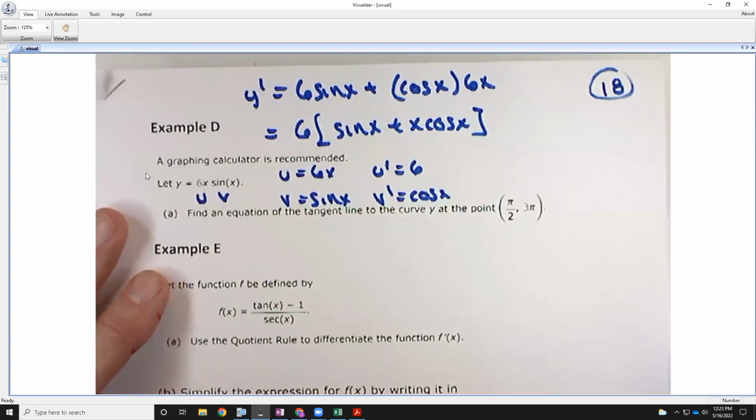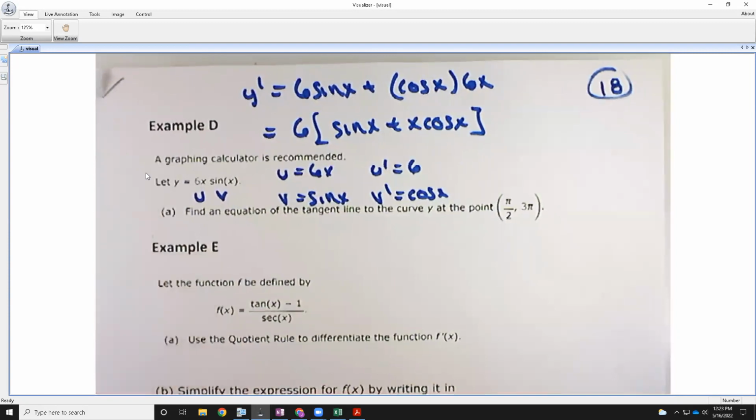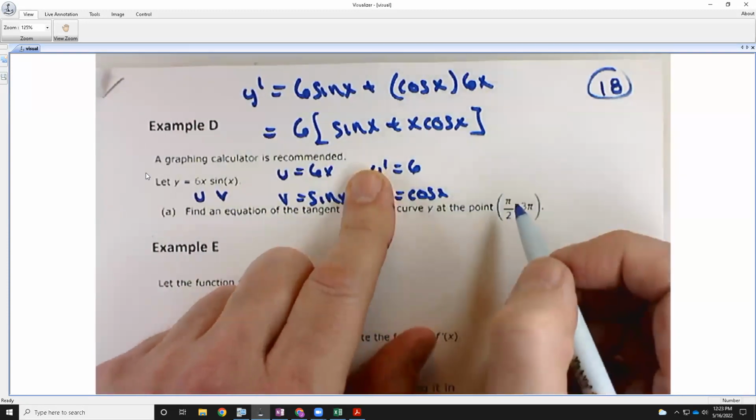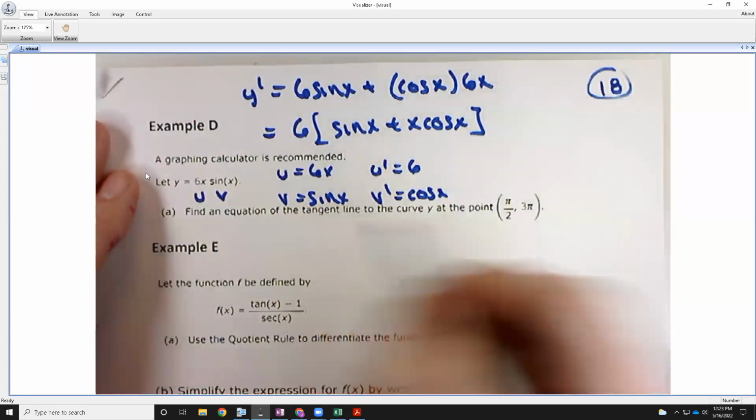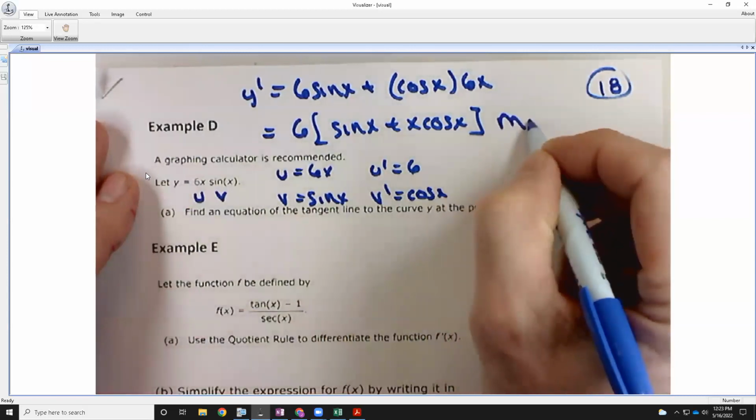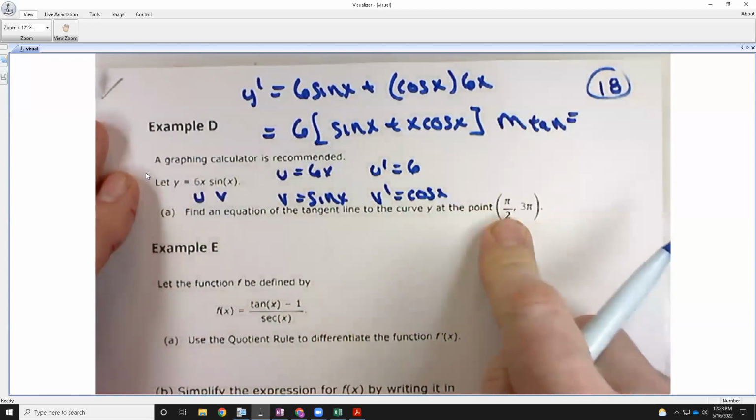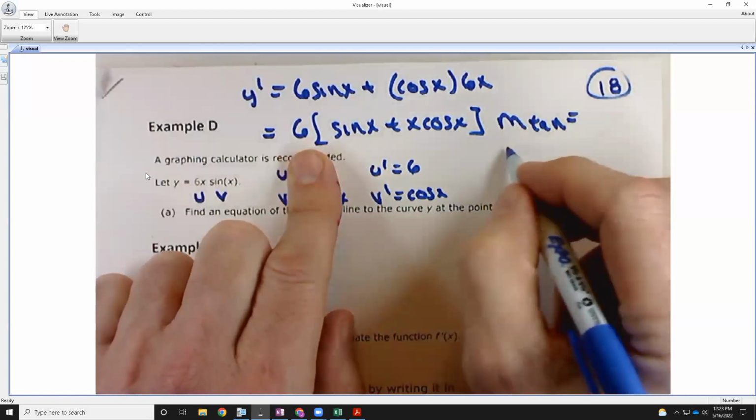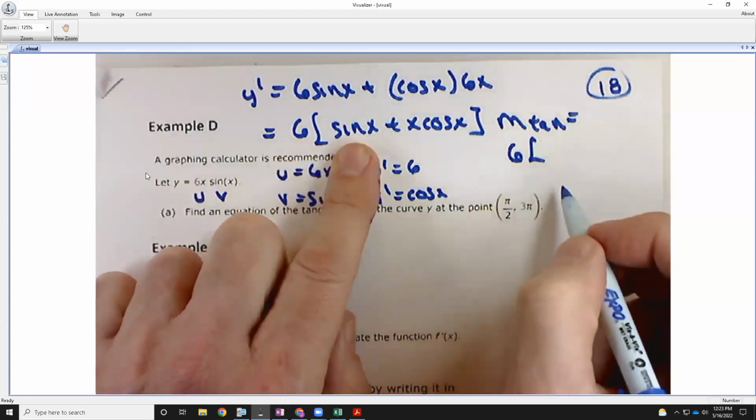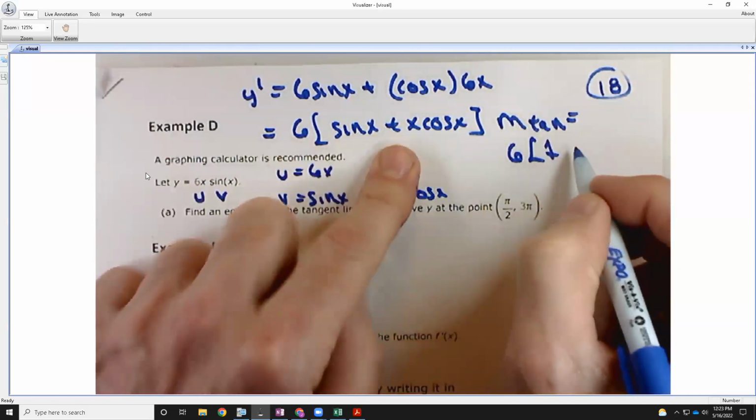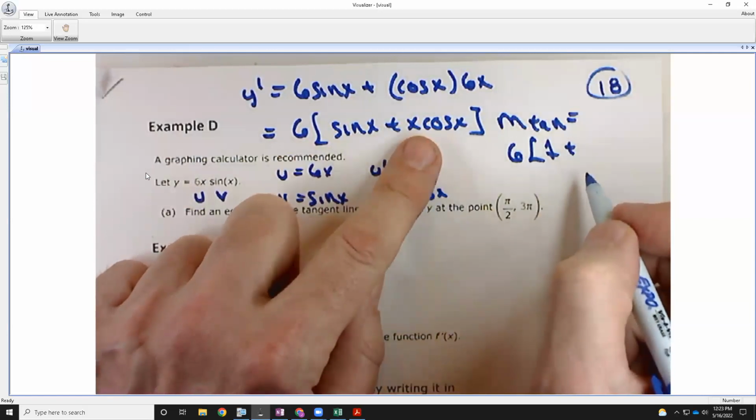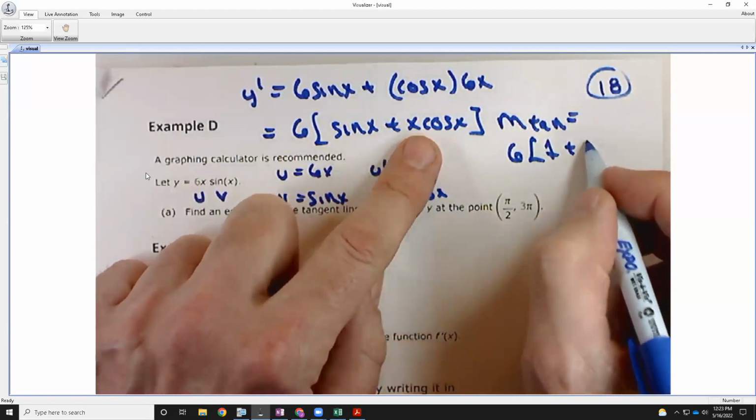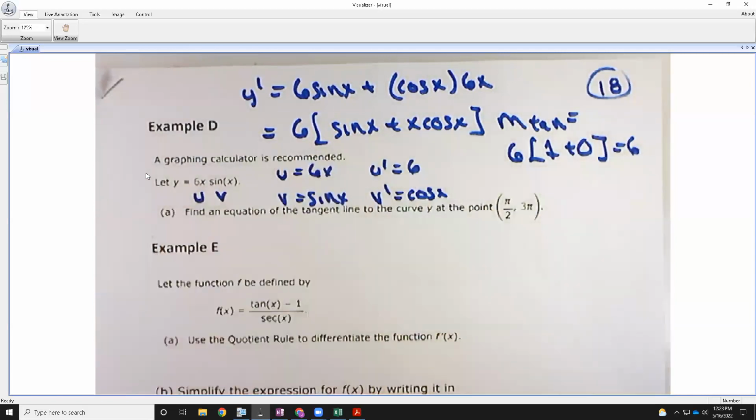Beautiful. So that's a cleaned up version of the derivative. Let's see about finding the slope of the tangent line. The slope of the tangent line is going to be what happens when I plug in pi over 2 into this. So I'll end up with 6 times sine of pi over 2, which is 1, and cosine of pi over 2 is going to be mercifully 0. So that's the slope of my tangent line.